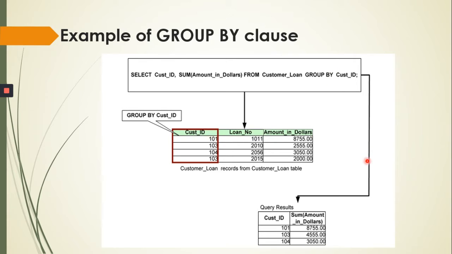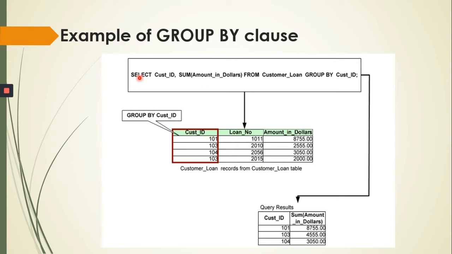The query will give the result like this. Customer ID will give the identical values. So 101 is here. Now 103 is repeating, so 103 will appear only one time, and next is 104. Now for amount in dollars, for 101 the amount is 8755. For 103, the first 103 has 2555 and the second 103 has 2000. So it will give the sum, because here we are using sum. So 2555 and 2000, the output will be 4555. Now next is 104, for which it is 3050. So this is the output of this query.